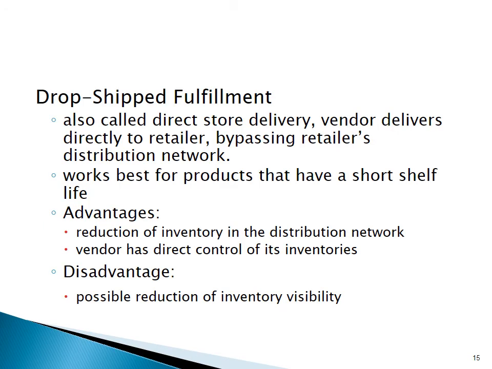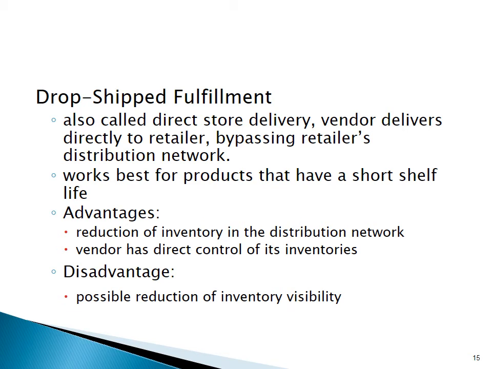Drop shipped fulfillment. This is mostly done for perishable goods. Say a milk producer can supply milk to retail stores directly using his own vehicle. So consumers can come to the retail store and buy in each units. The advantage is reduction of inventory in the distribution network. The distribution network is not holding inventory. Goods are moving directly from the manufacturer to retail stores.